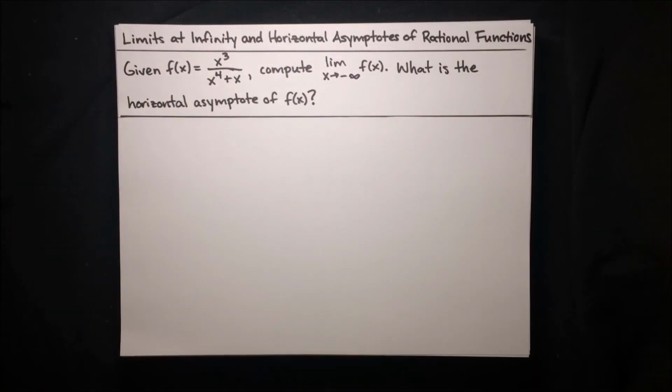Alright, so here's the next problem. We're given f of x equals x cubed over x to the fourth plus x, and want to compute the limit as x approaches negative infinity of f of x. We also want to answer the question, what is the horizontal asymptote of f of x? But again, let's just focus on the limit for now.